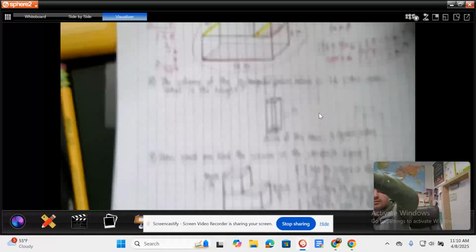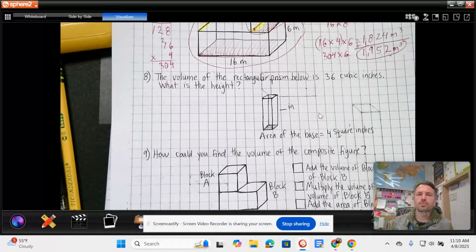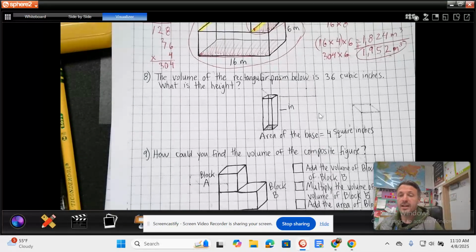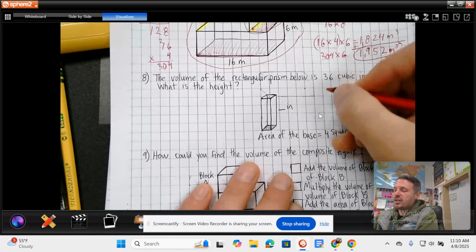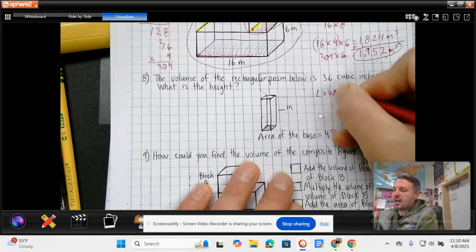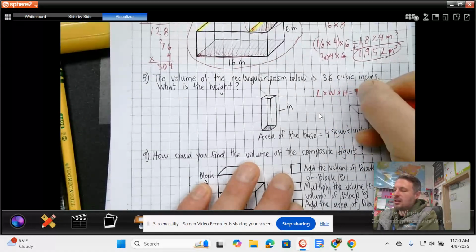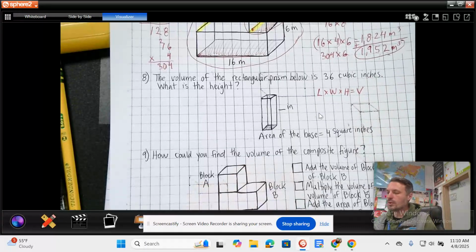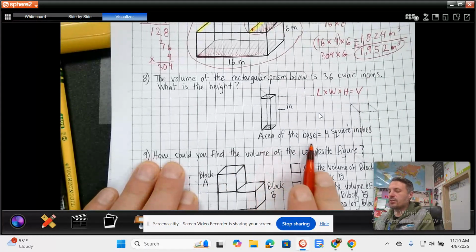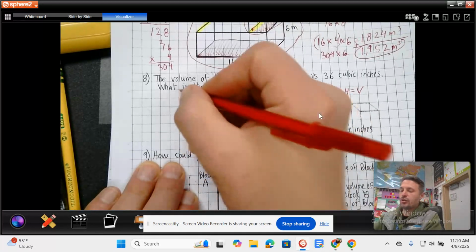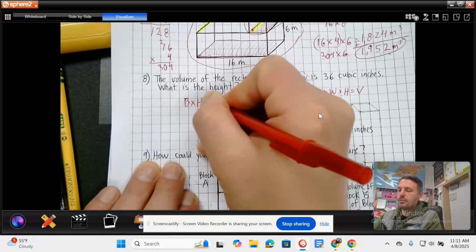Number 8. The volume of the rectangular prism below is 36 cubic inches. What is the height? So this one's a little bit harder. Instead of having us find the volume, it tells us what the volume is. And we're supposed to find the missing height. So let's start by writing the formula. Length times width times height equals volume. And since it doesn't tell us the length or the width, it instead tells us the base, we should actually use base times height equals volume.